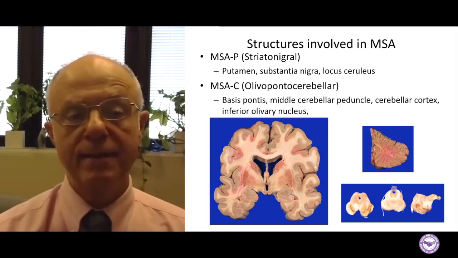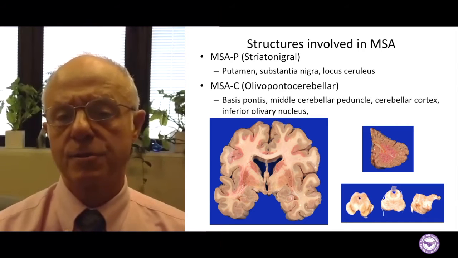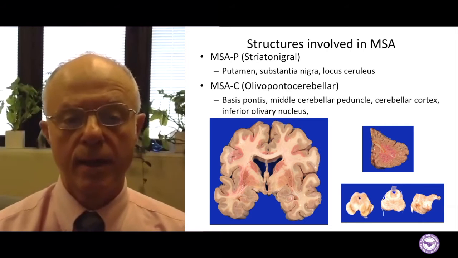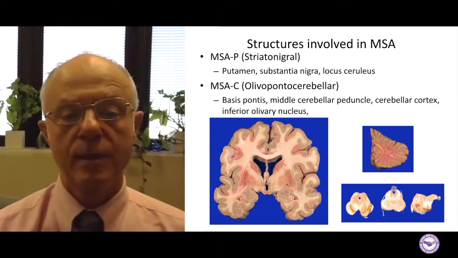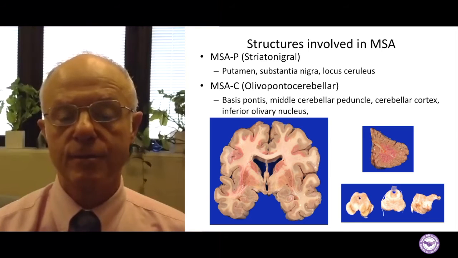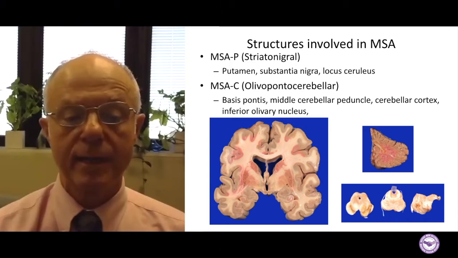For the MSAP version, as indicated here, we're looking at structures such as the putamen, which is part of the basal ganglia, the substantia nigra, but also many other structures. For example, the locus ceruleus, which is in the brainstem. In the olivocerebellar form of the disease, we look at brainstem structures such as the basis pontis, middle cerebellar peduncle, cerebellar cortex, or inferior olivary nucleus. These are all complicated terms, but they refer to specific brain regions.